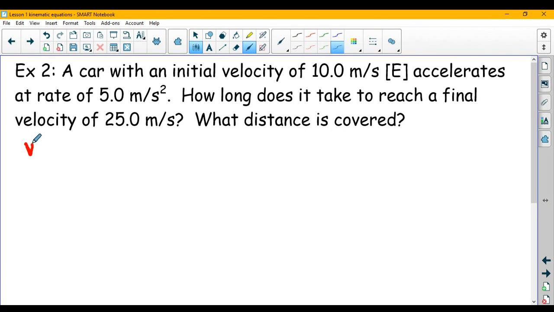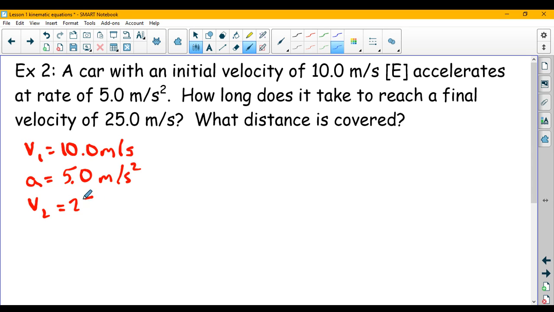So we'll start with our givens. So I got V1. V1 is going to be 10 meters per second. Excellent, no problem. And then it says at a rate of 5 meters per second squared. The units hint at this. Those units are telling me that is acceleration. So I know that must be my acceleration. Remember, the units are a huge hint. How long does it take to reach a final velocity, or a V2, of 25 meters per second? So excellent. Sorry about the bad writing. I'm using a weird tablet thing and I'm still getting used to it.